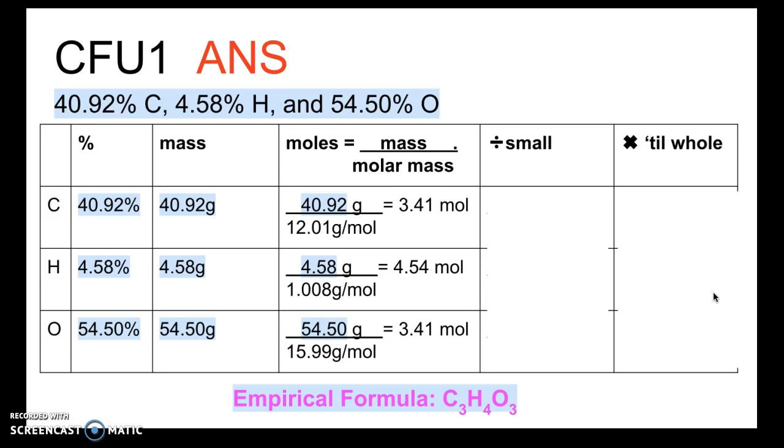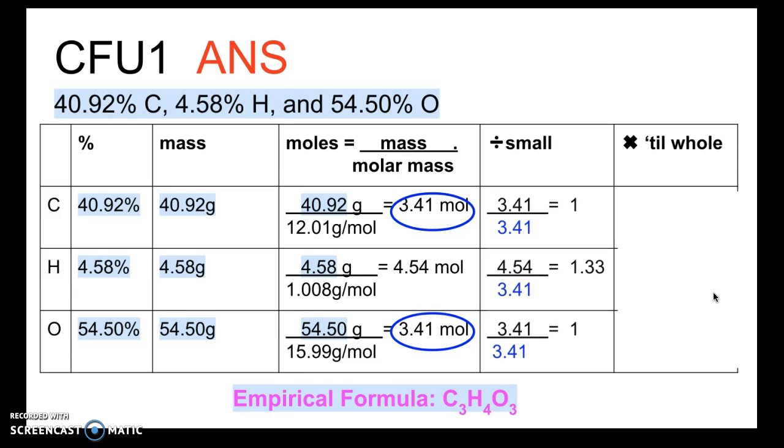Once we have the moles of each element, we're going to divide by the smallest value to get our mole ratios. In this case, carbon and oxygen both have the smallest value for moles. When we do the math, we get the mole ratio 1 for carbon and oxygen and 1.33 for hydrogen. I notice I have a decimal here, so I have to do the last step. If there were no decimals, you wouldn't have to do the last step. This is where you would stop.